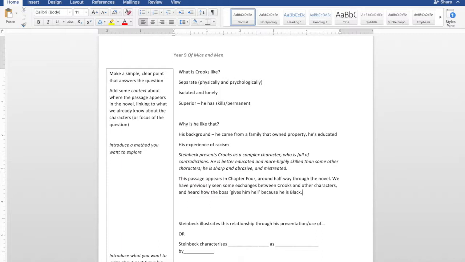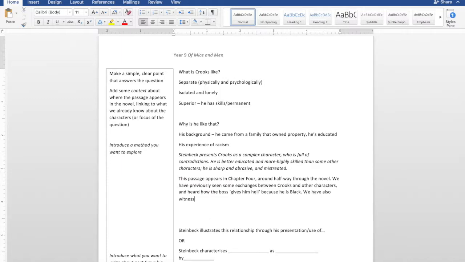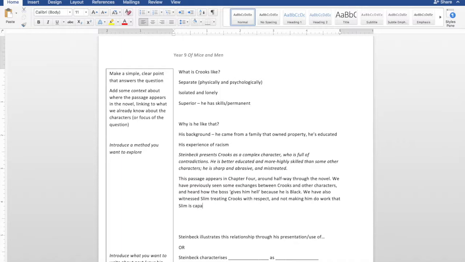What I've just done is explain what we already knew about Crooks. Okay, as well as the boss giving him hell, we have also witnessed Slim treating Crooks with respect and not making him do work that Slim is capable of doing.